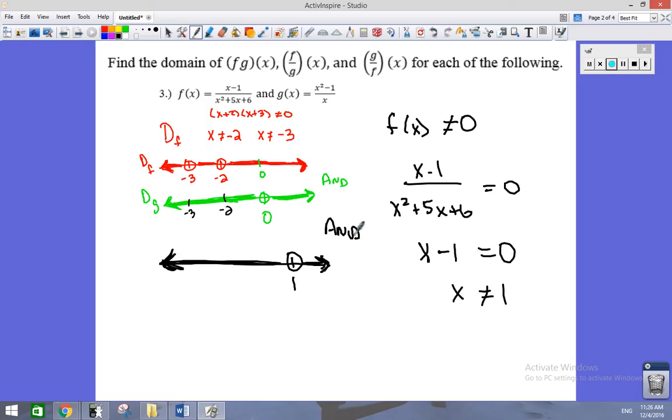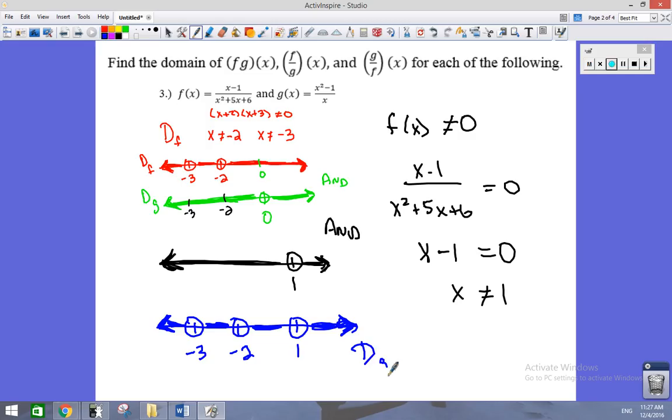Remember, you have to be in all 3 sets to be in the intersection. So is negative 3 shaded in all sets? Well, no. Is negative 2 shaded in all 3 sets? No. And positive 1. So everything else is shaded on this number line. It's only these 3 values that we're throwing out of the domain.